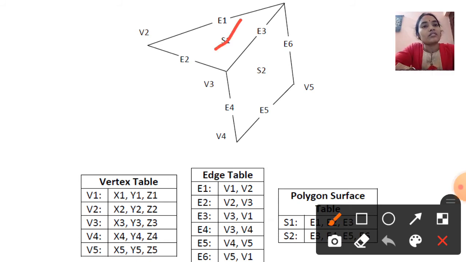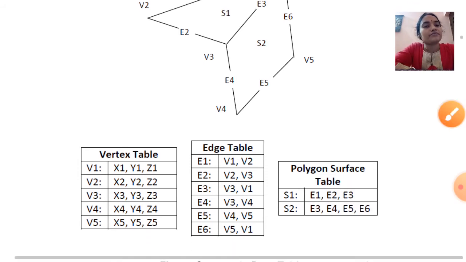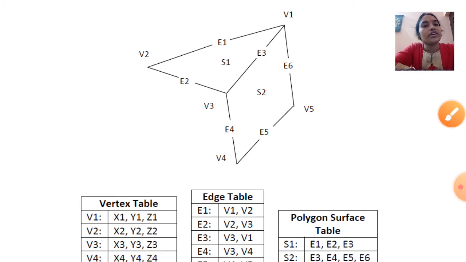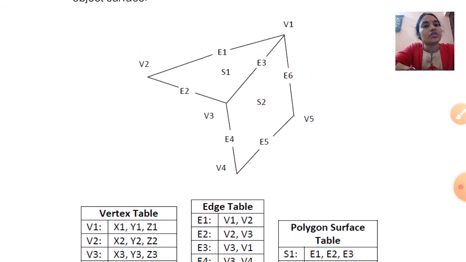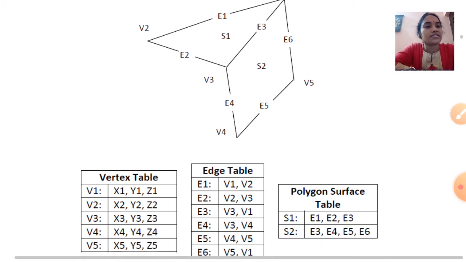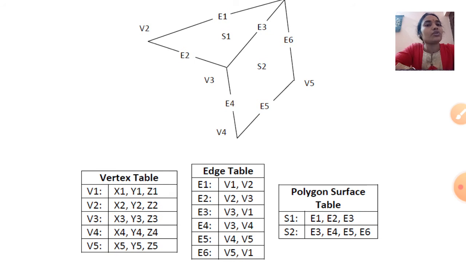S1 one surface and S2 one surface. S1 and S2 are connecting to E1, E2 and E3, these three sides. And S2 is your E3, E4, E5, E6. That means this one is your 4 edges. And S1 is your 3 edges, S2 is your 4 edges.